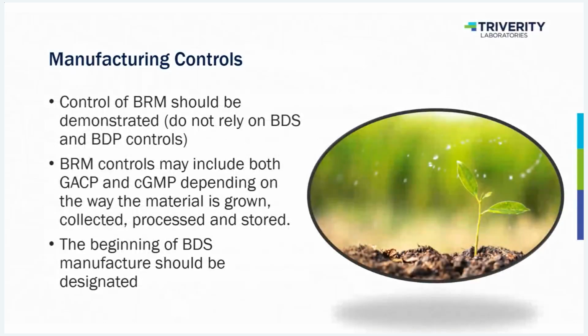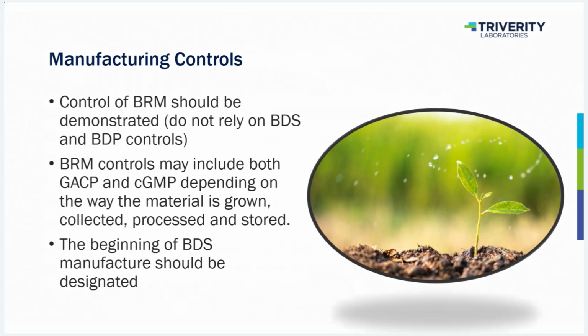The manufacturing controls for your NDA submission, your control of the BRM should be demonstrated. You should have controls for BRM manufacturing, and you should present those in your NDA. You should not rely on the BDS and the BDP controls. So that means you should have control over the botanical raw material that is being grown. You should have procedures in place for storage, handling, and processing of the BRM.